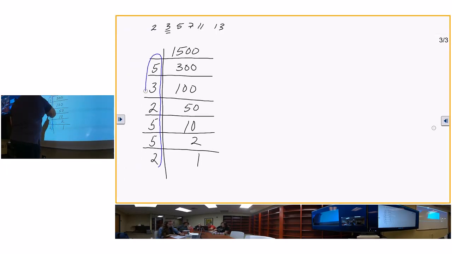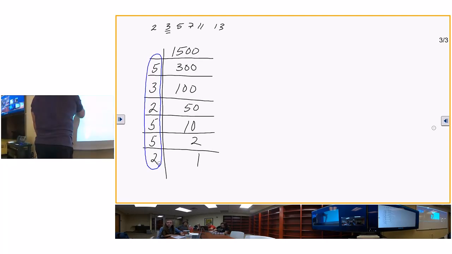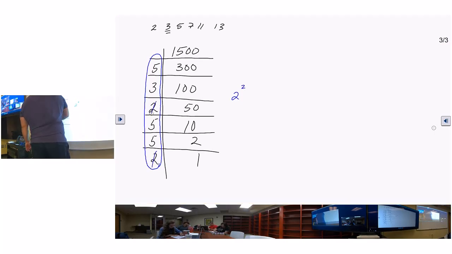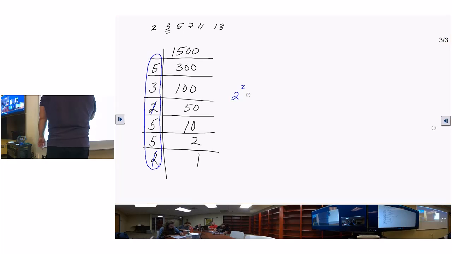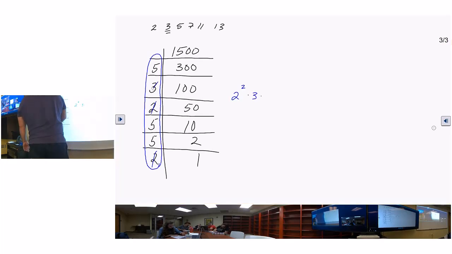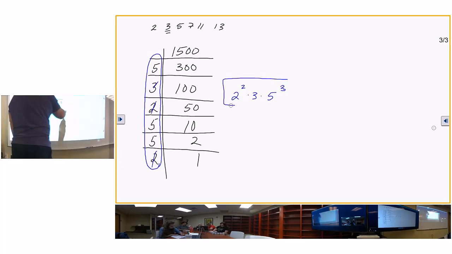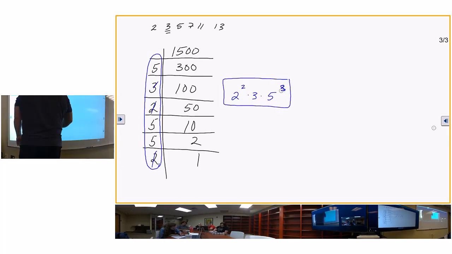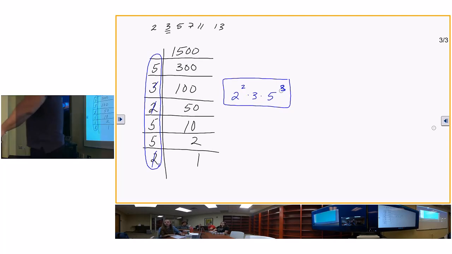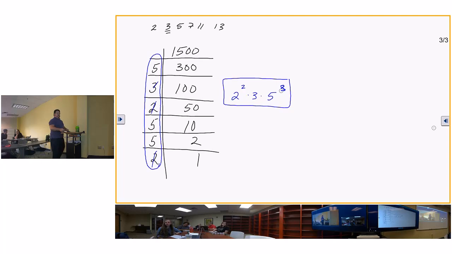Now, some of you did not follow that same methodology, but you're going to get the same answer, because watch. How many 2's do I have? 2, so that's 2 to the second power. How many 3's do I have? Times 3 times 5 to the third power. No matter how you did it, you got the same answer. It's in a different order, okay. And multiplication is commutative, so you don't have to worry about what order it's in.